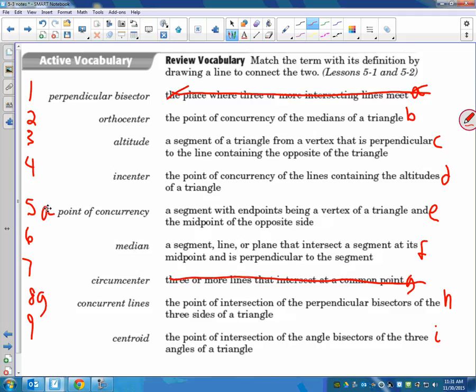It's on mine, not on yours. The only other one that's really vague is the one right above that. A segment, line, or plane that intersects a segment at its midpoint and is perpendicular to the segment. Which one is that one? A segment, line, or plane that intersects a segment at its midpoint. A perpendicular bisector. We actually defined that a long time ago. So that's F.